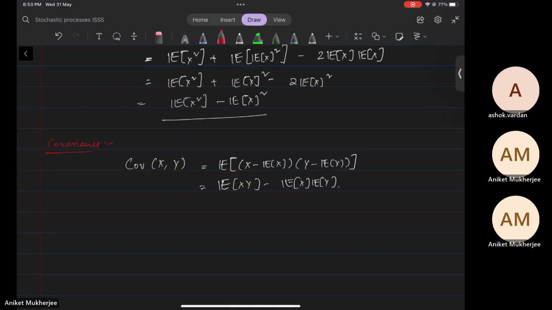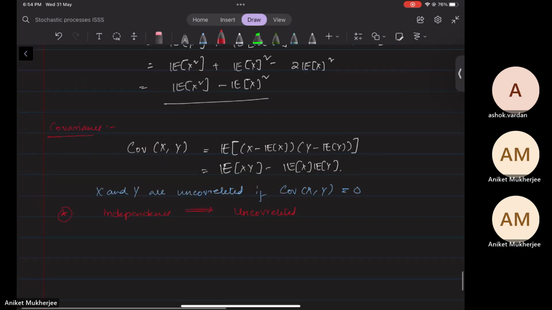So here we say that X and Y are uncorrelated if covariance of X comma Y is equal to 0. And one important point to notice: independence implies uncorrelated, but the vice versa is not true.